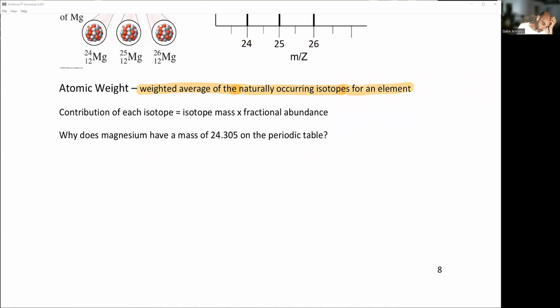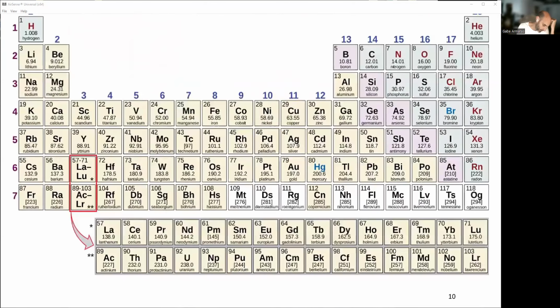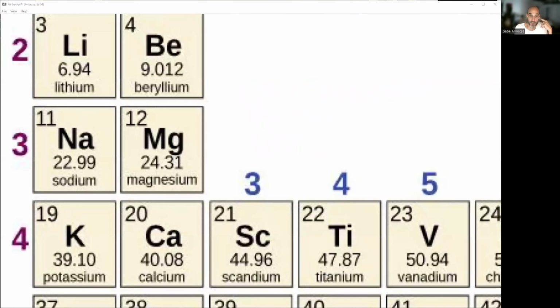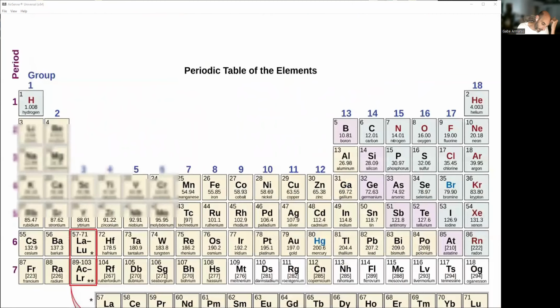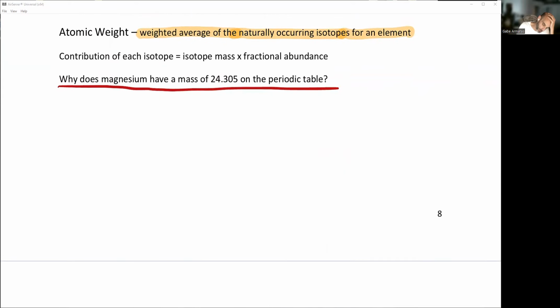We're going to have a simple equation for this, by the way. This is exactly how we calculate a grade, in fact. So why does magnesium have a mass of 24.305 on the periodic table? If we go down to our periodic table and zoom into magnesium, we see that it's 24.31. In fact, this is cut off even more, but it's 24.305. So the question is, why do we have that weird number in the periodic table? We're going to do a quick calculation.